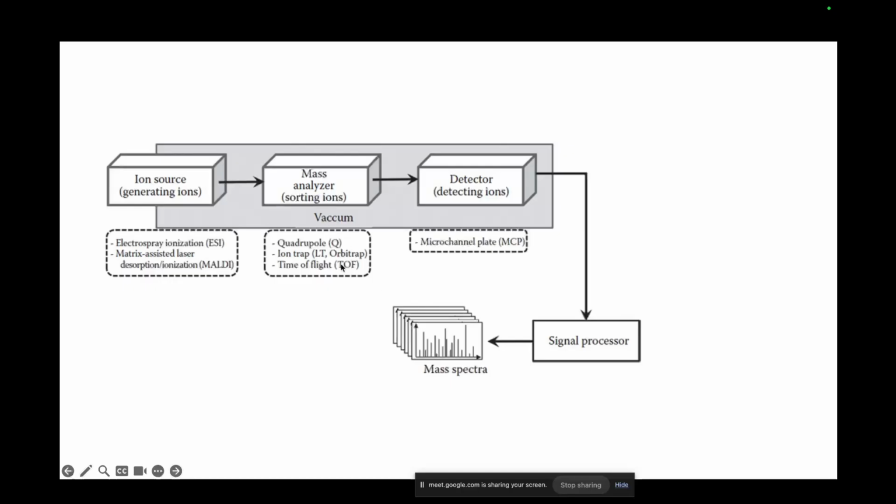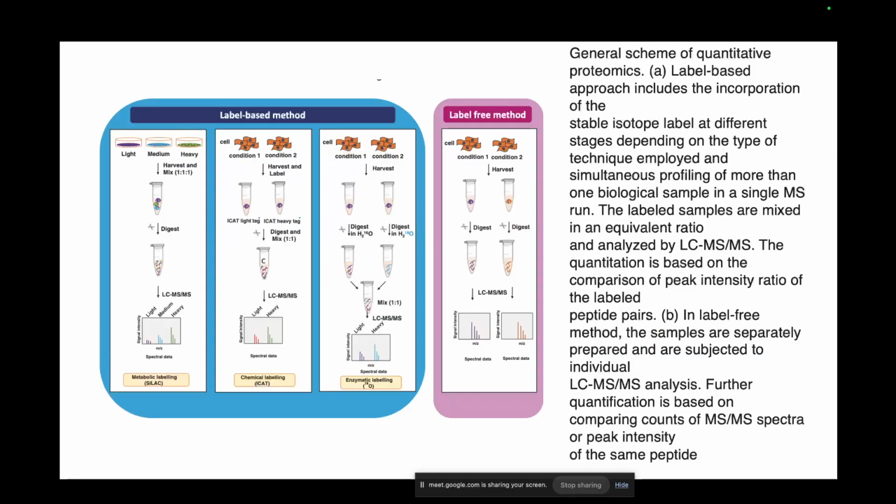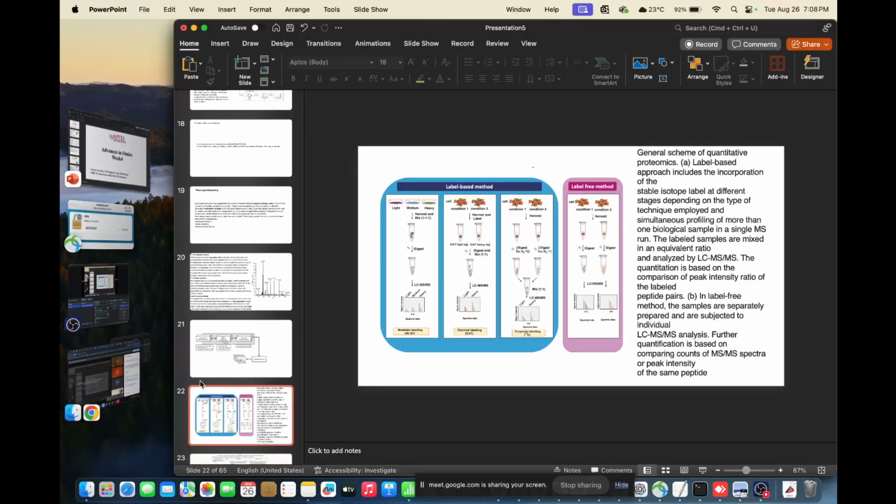These kinds of things, quadrupole, ion trap, and time of flight, you'll hear a lot. These are different technologies by which you can quantify these m/z ratios and sort them. So yeah, this is the working of a mass spectrometer, right?